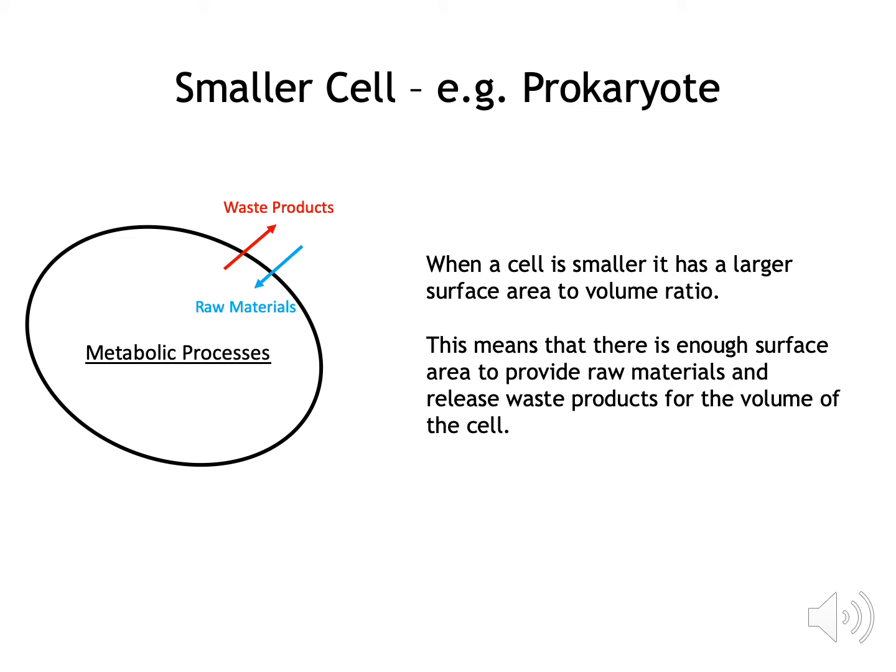This is good for the cell as there is enough surface area in the plasma membrane alone to provide raw materials and release waste products for the volume of the cell it has.